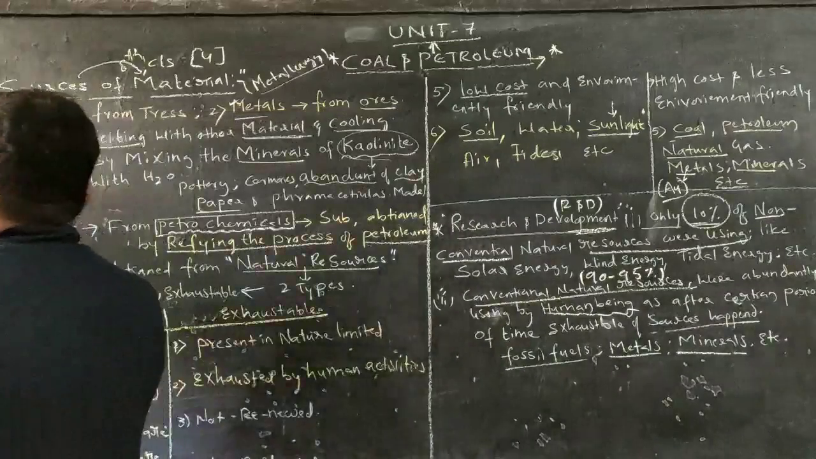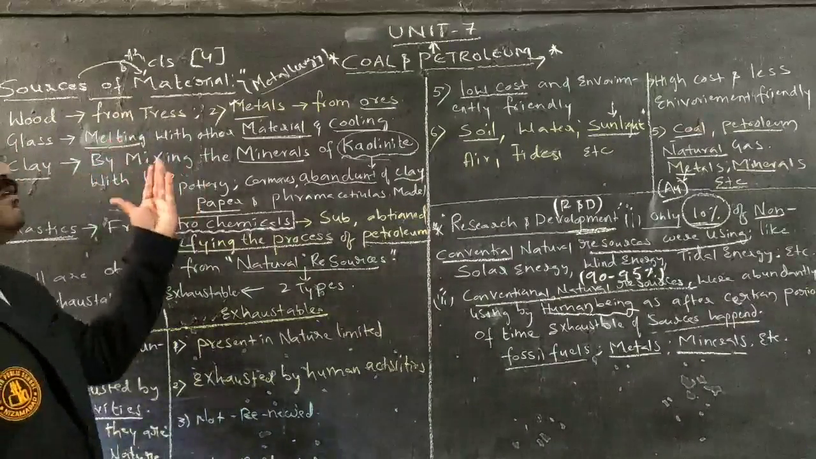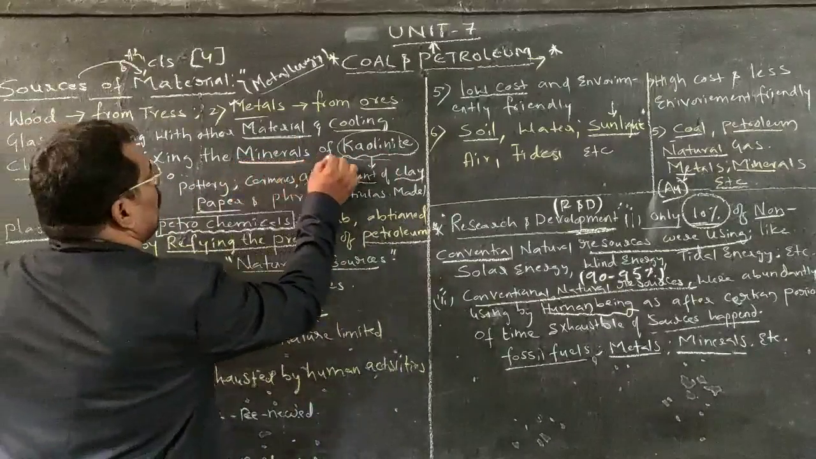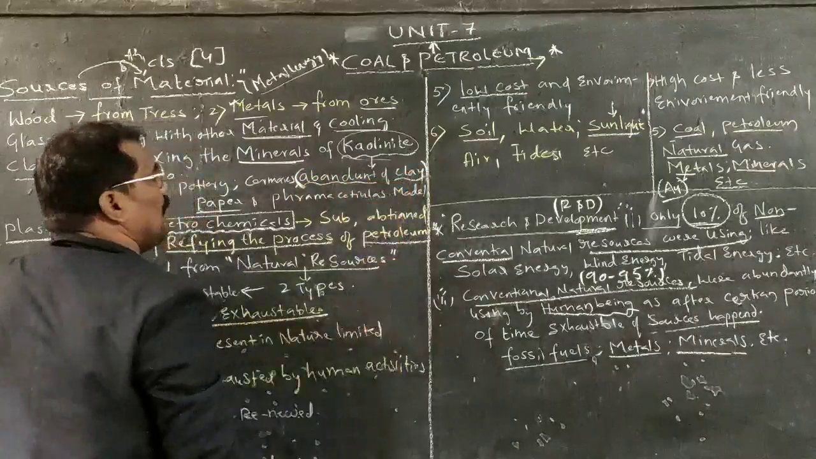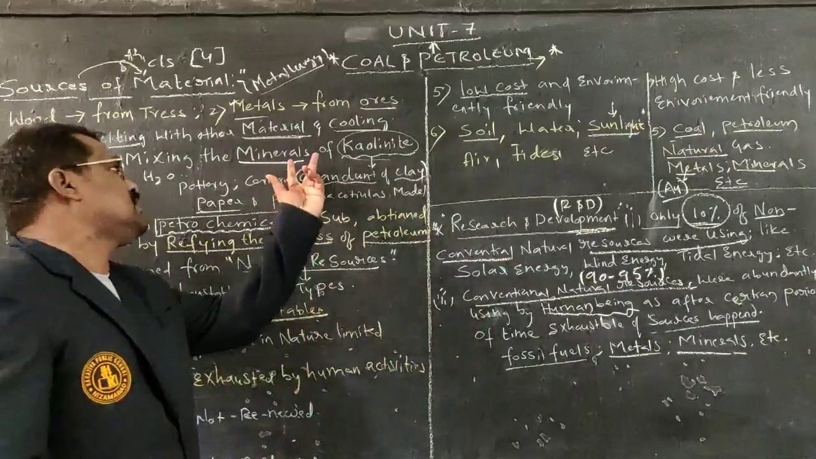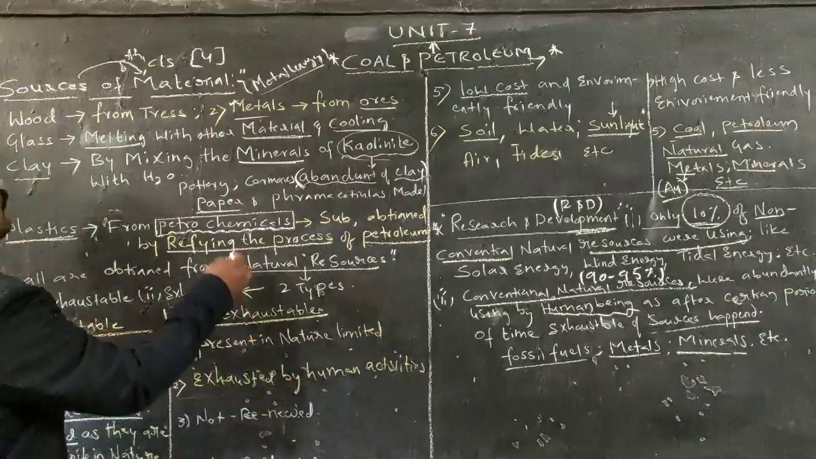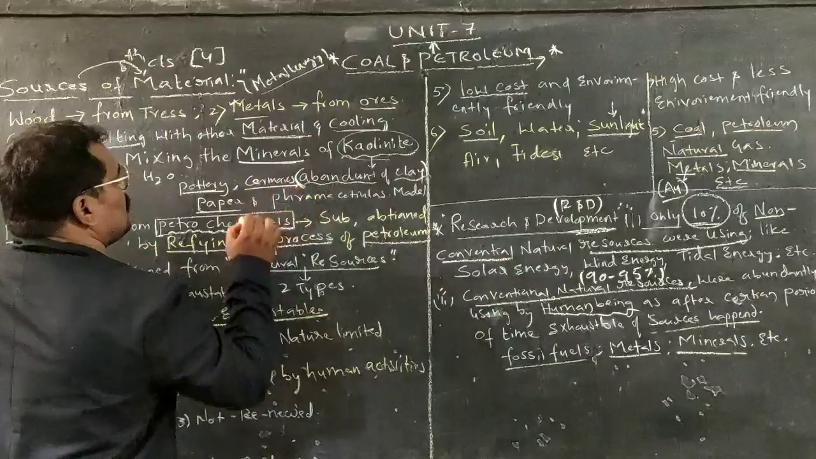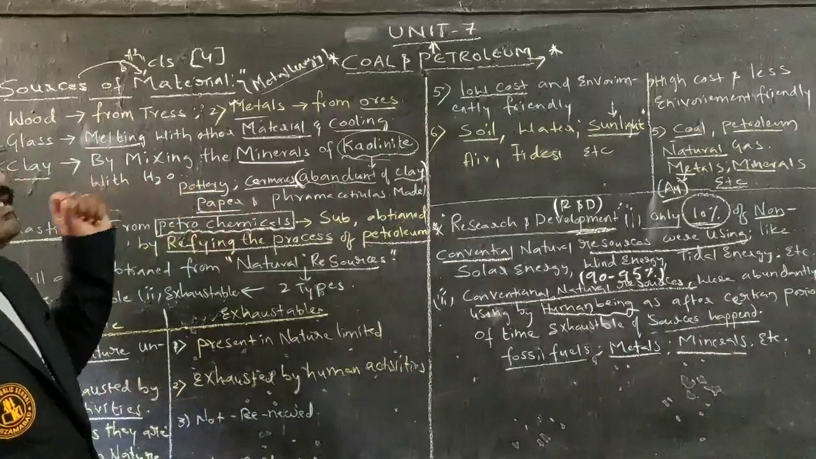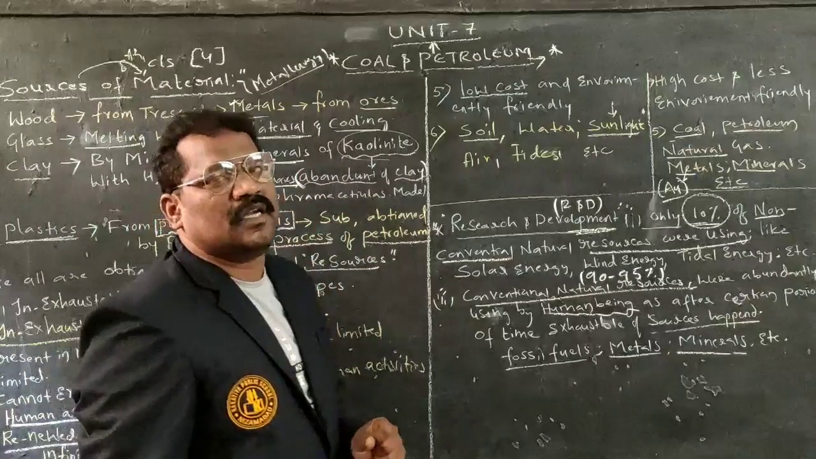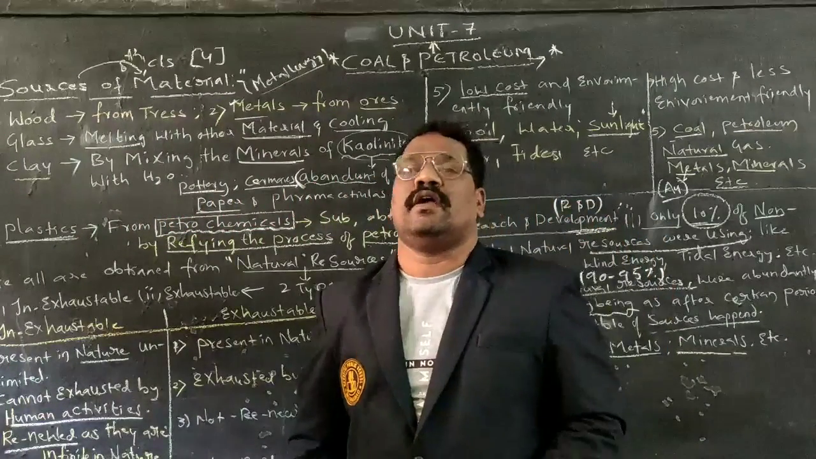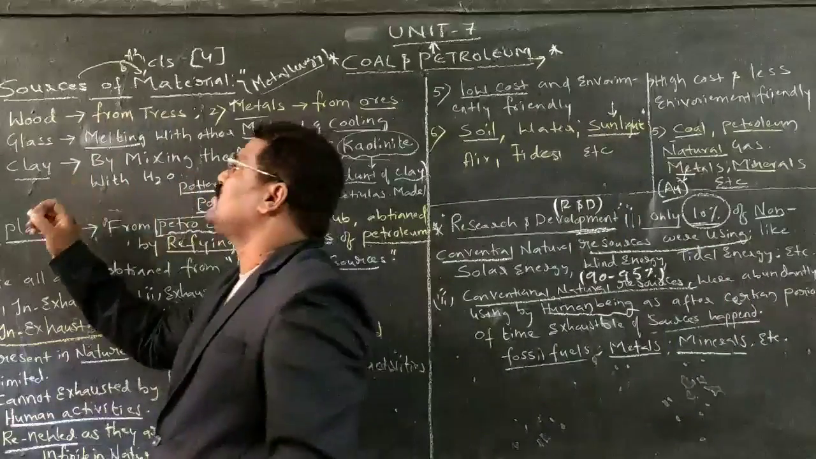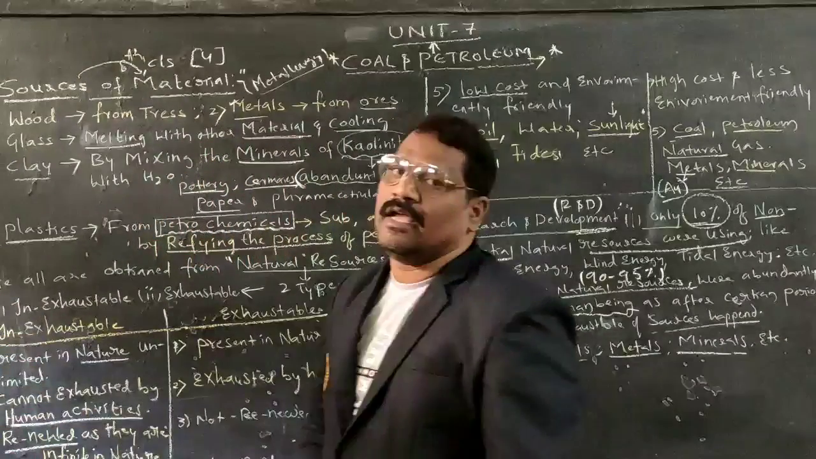Next one is clay. Clay is obtained by mixing minerals with kaolinite. Kaolinite is nothing but an abundant form of clay. As we mix minerals with kaolinite, it can be useful for pottery and for manufacturing of ceramics. In the paper industry also it can be useful, as well as in pharmaceutical industries, where they use this particular clay for various appliances. Therefore, it also becomes a source of material.